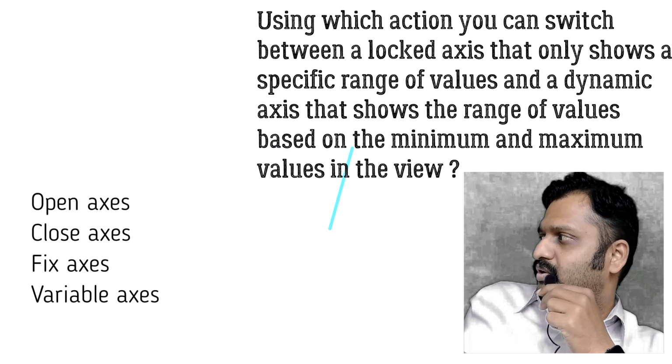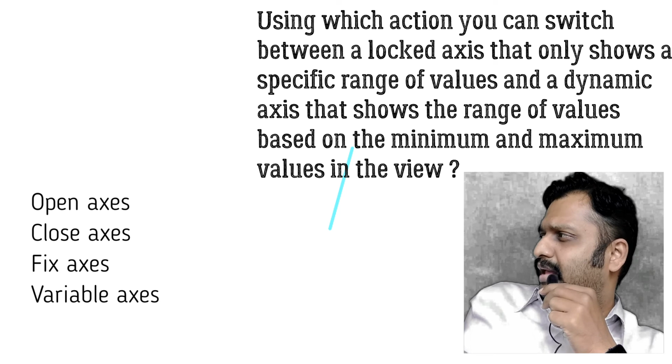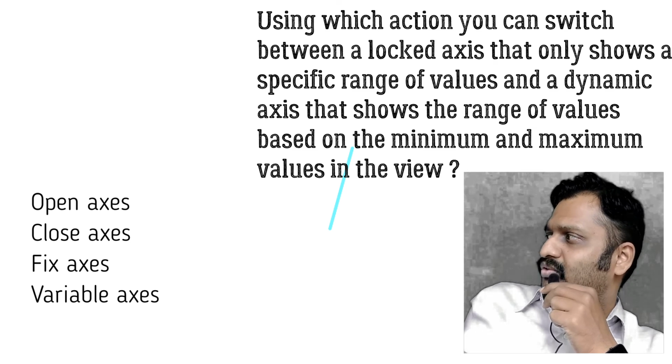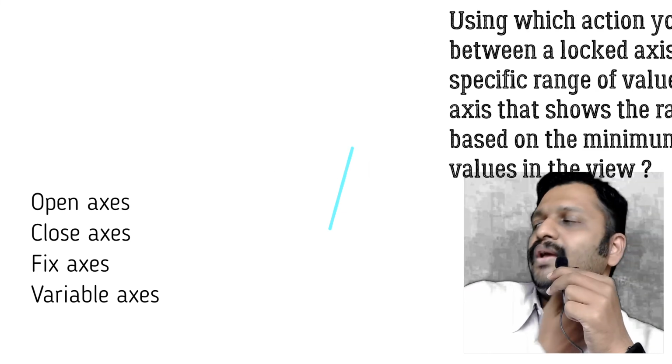Next question: using which action can you switch between a locked axis that only shows a specific range of values and a dynamic axis that shows a range of values based on the minimum and maximum values in a single view? Open axis, close axis, fixed axis and variable axis.